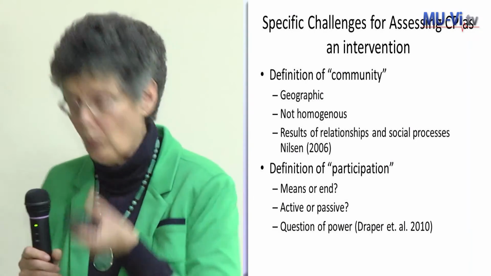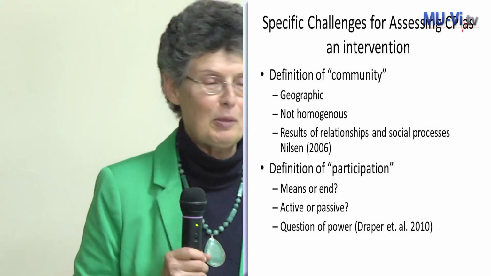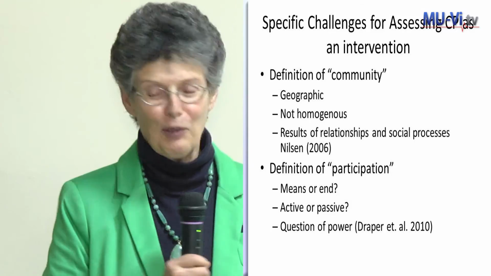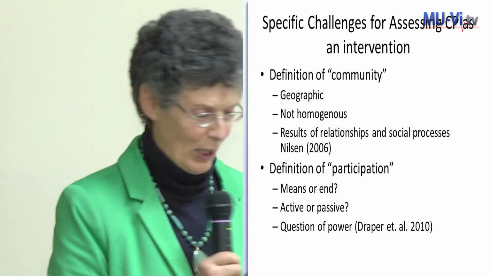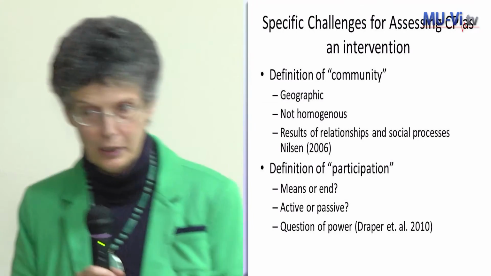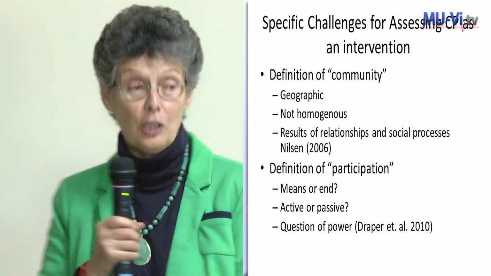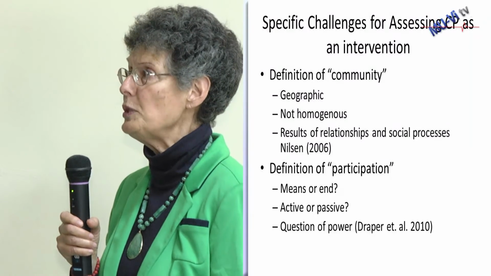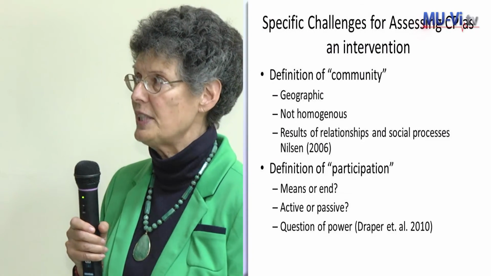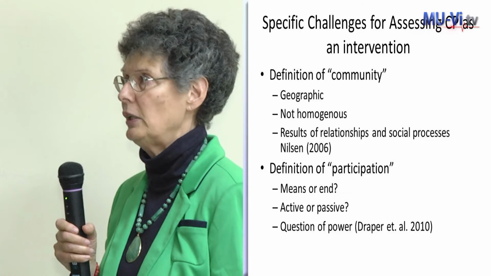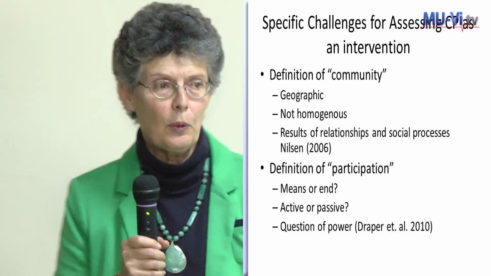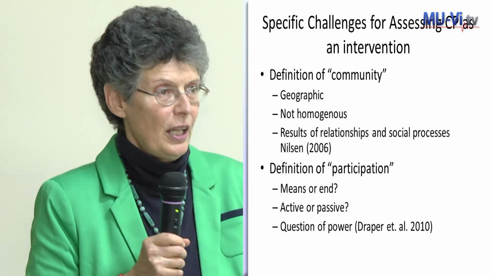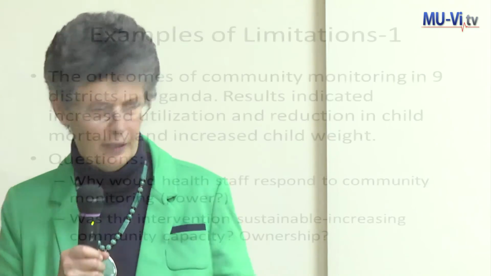I've picked two. One is Uganda, where these nice economists, who apparently are really good at numbers, made these big equations that I didn't understand. I did understand the outcome. Their results indicated, of the 9 districts in Uganda, increased utilization, reduction in child mortality and increased birth weight. So they did the figures, they did community monitoring, they went back in 9 months to see if there had been any change, and they said, yes, there had.